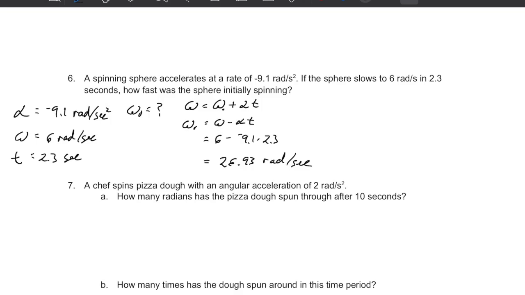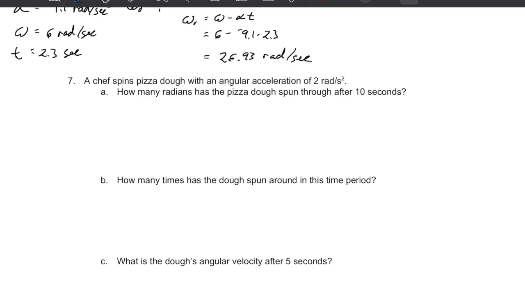A chef spins pizza dough with an angular acceleration of 2 radians per second square. So they've given us the acceleration, 2 radians per second square, and it asks us how many radians, otherwise known as what's the theta, has the pizza dough spun through after 10 seconds. So I feel like we don't have all the information. All right, we've been given alpha, we've been given time, we're looking for theta. Well, you need 3 things. In kinematics, you need 3 knowns. So we have to make an assumption, don't we?